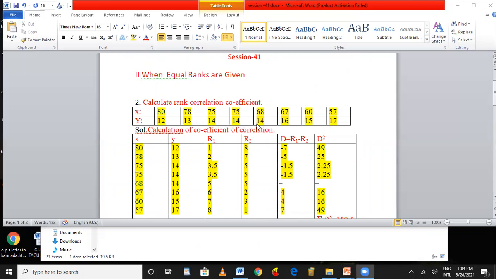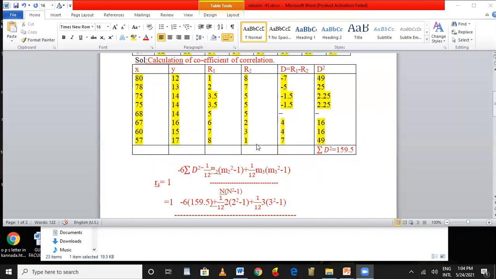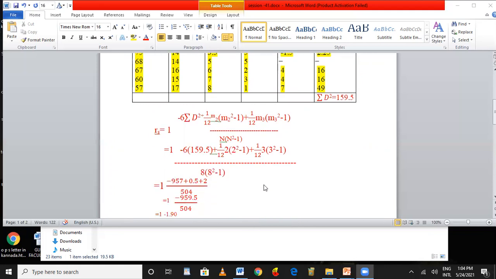14 occurred three times. That is, the repeated items are 3. In the earlier one, repeated items were 2; here, repeated items are 3. M means 3 here. Now, 1 by 12 as it is, m is 3, into 3 square minus 1. This formula has to be used, with the denominator n into n square minus 1, or n cube minus n, the same as before. If you simplify this, we get Rs. Even when equal ranks have been given, we get Rs, the rank correlation.